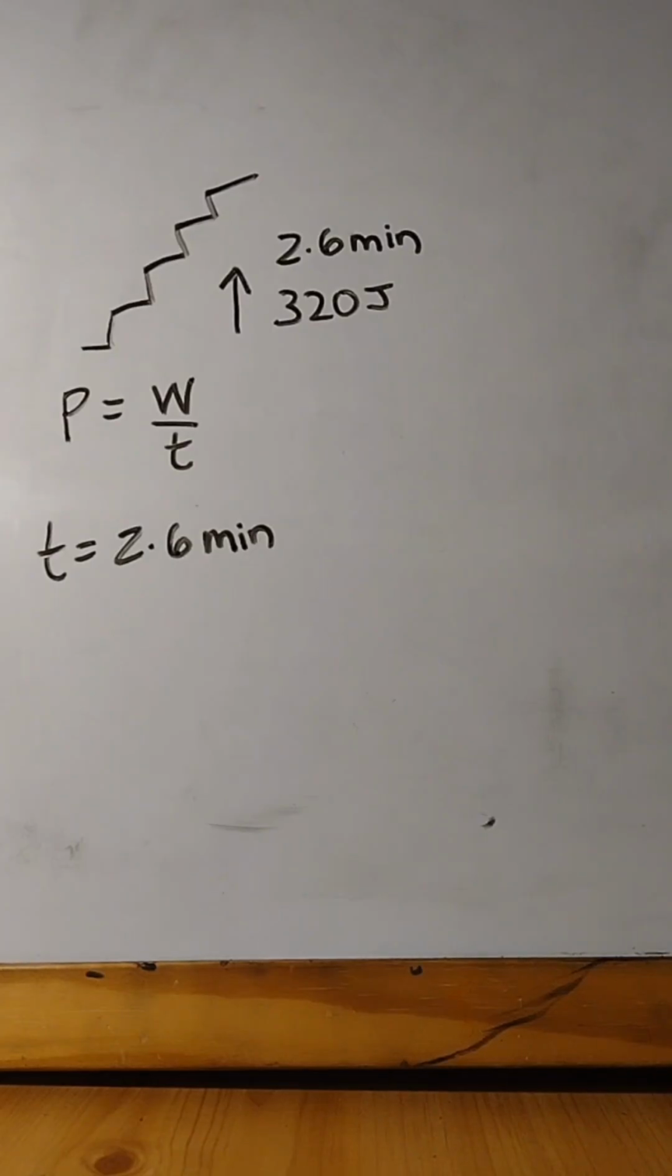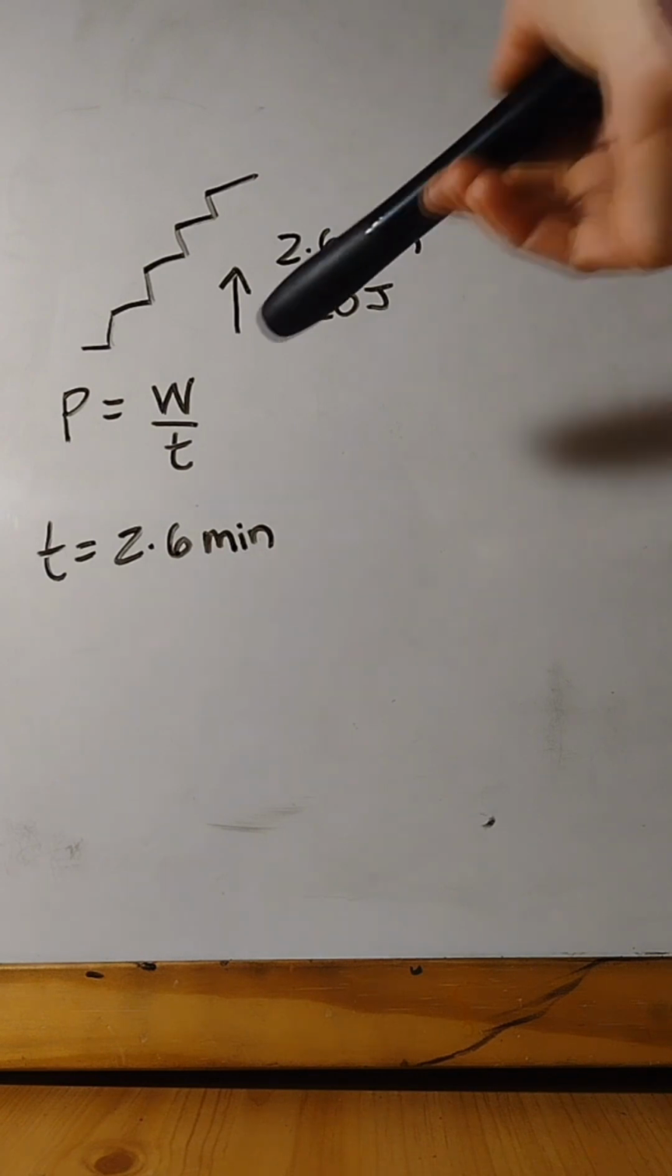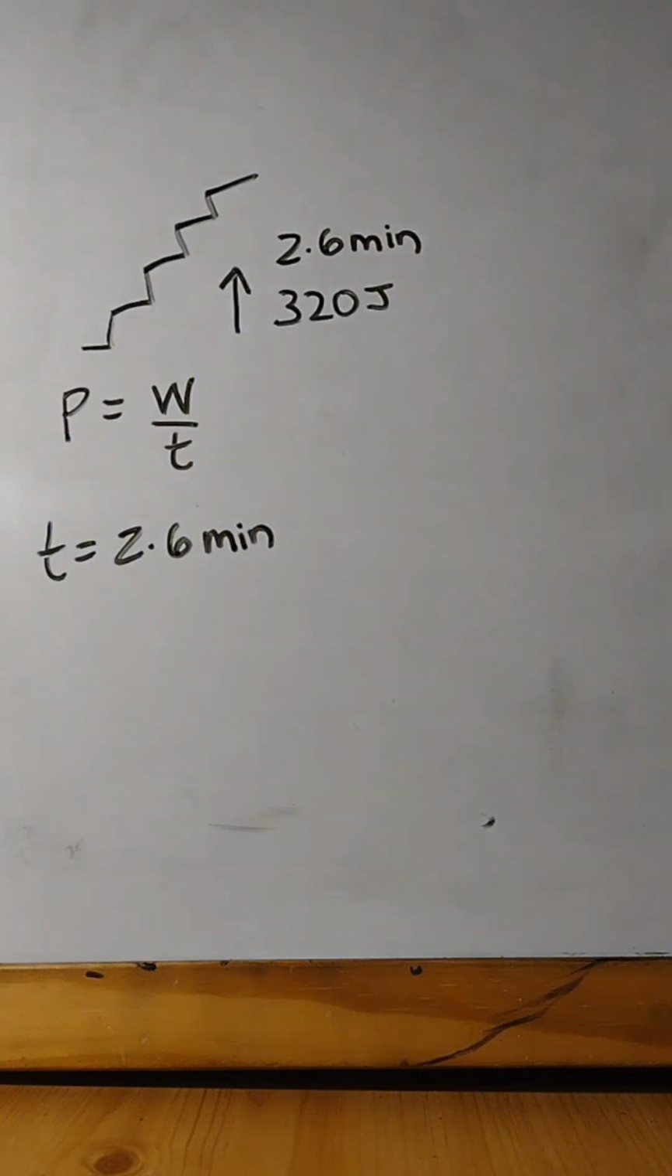Part B, a girl runs up a flight of stairs in 2.6 minutes. If the work she has done is equal to 320 joules, how much power did she use to climb the stairs? So you're going to write out your knowns, but when you write out your knowns, I hope you notice that your time is in minutes, and you can't have your time in minutes. In this equation, the time is always in seconds because it's joules per second. So you have to do a conversion, and if you've forgotten that, I'm going to just show you how.